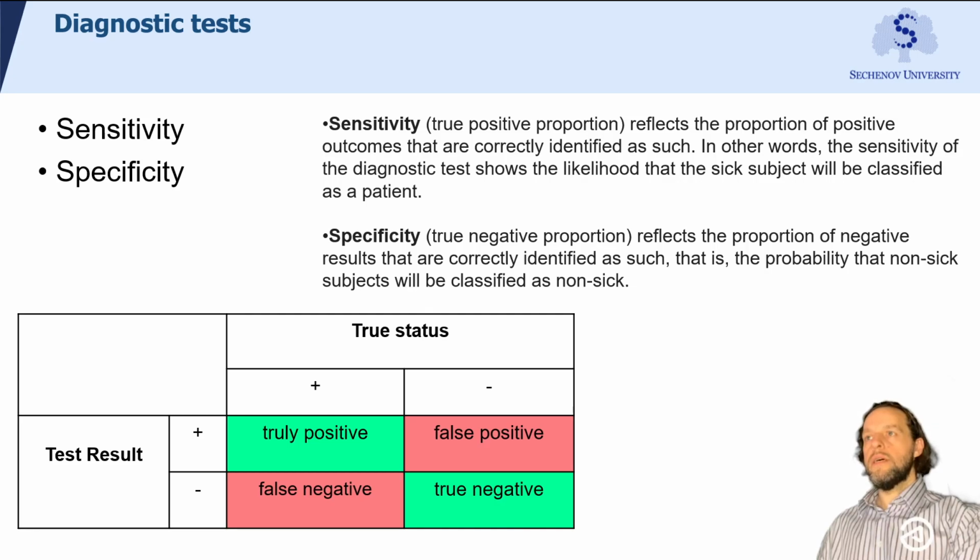To test our method, we'll have two metrics. It's sensitivity, and it reflects the proportion of positive outcomes that are correctly identified, and specificity that reflects the proportion of negative results that are correctly identified.